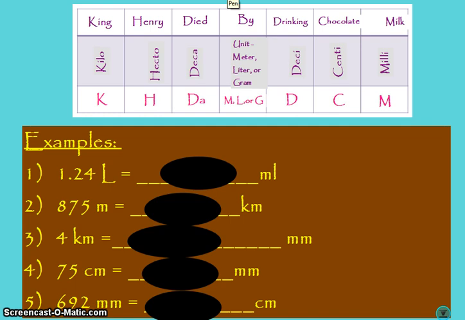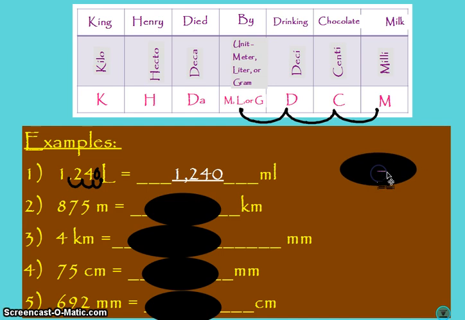So, number 1, we have liters to milliliters. I know that liters is my base right here, and I want to travel to the milliliters. ML is milli. So, 1, 2, 3 to the right, which means that I am left with 1,240 milliliters. And I tend to like to rewrite it, so for this one, I might rewrite it on the bottom.